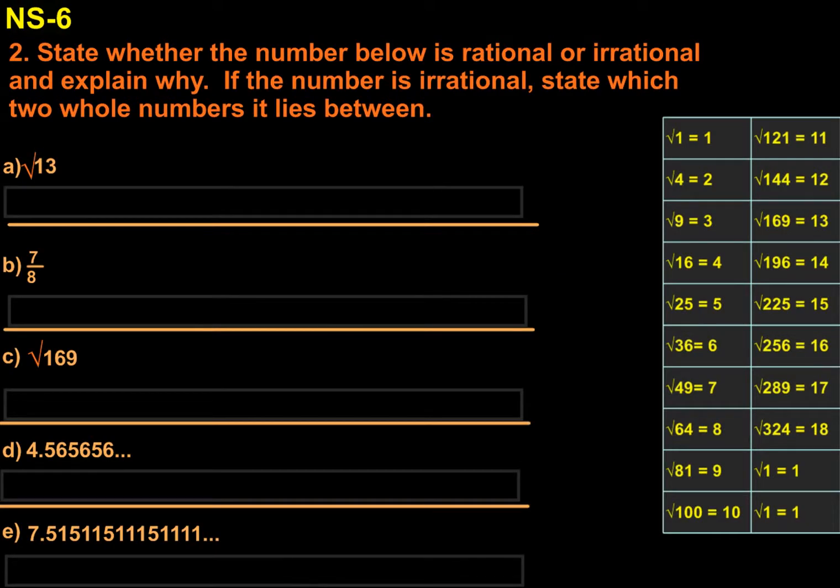We'll start with question number 2. State whether the number below is rational or irrational and explain why. If the number is irrational, state which two whole numbers it lies between. So the first number that we have to look at is the square root of 13.